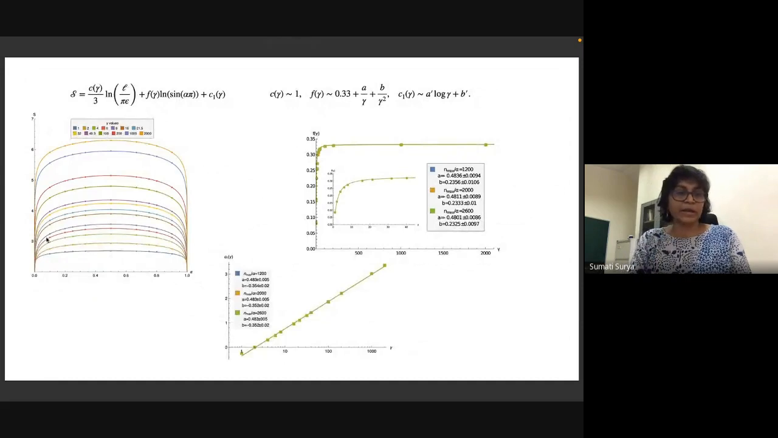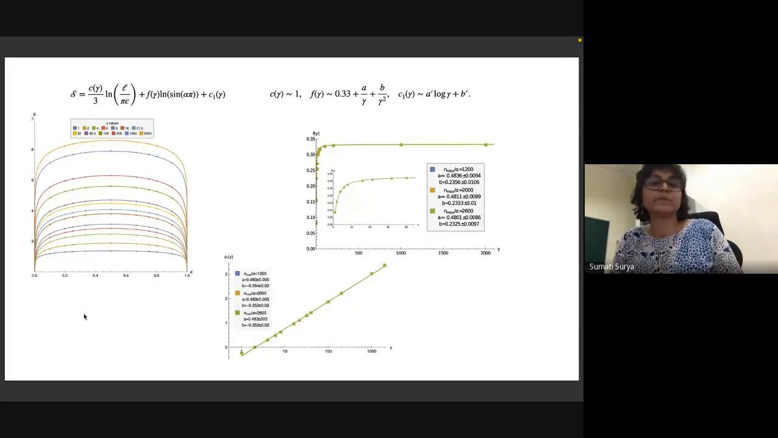So you get a very nice general form, which is basically telling you also about complementarity. We don't have to take limits. Everything can be solved without taking those limits. And what you find is that this first term, C of gamma, is approximately 1 when you calculate it numerically.